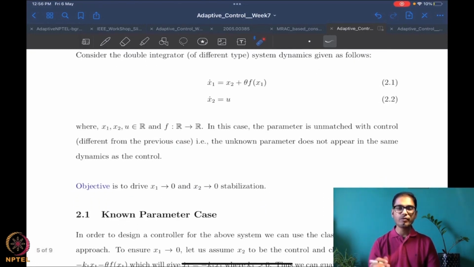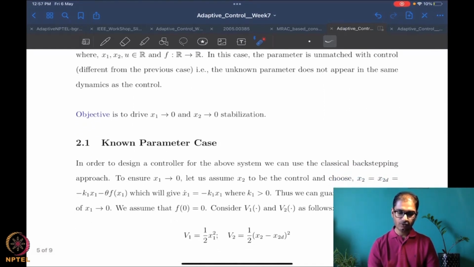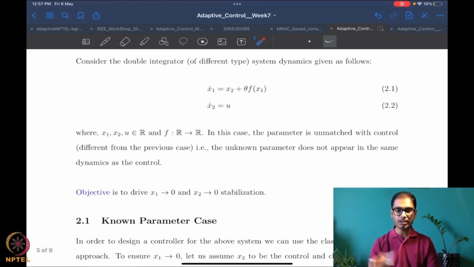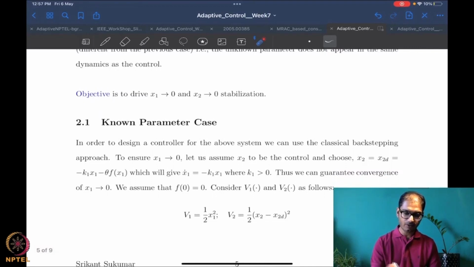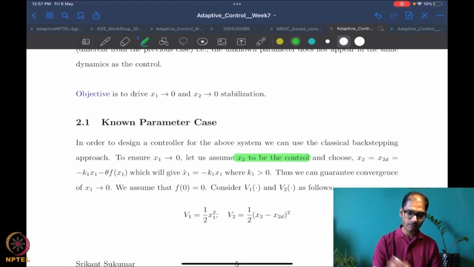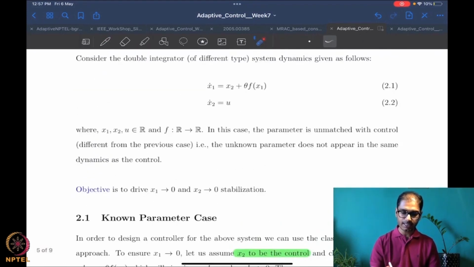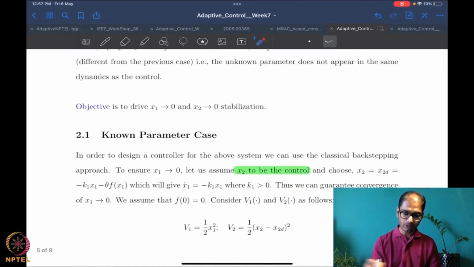So let's see what we would do in the known parameter case, how we would do the backstepping controller design. First thing is, as always, we look at just the first piece and we want to ensure that x1 goes to 0. And we of course assume that x2 is the control. We basically think of the second state as the control for the first state, and then we try to stabilize the system. What do we do to stabilize? We try to have it track an ideal system.